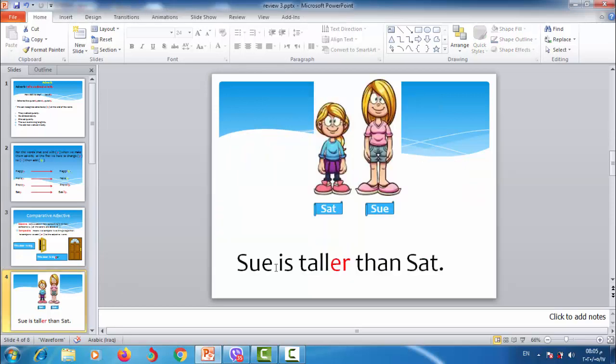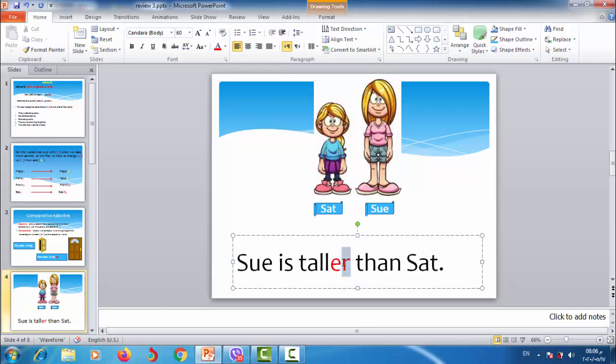Sue is taller than Sat. Look, this is Sue and this is Sat. So Sue is taller. Sue is taller than what? Than Sat. Sue is taller than Sat. And also we can say Sat is shorter than Sue. Look, Sue is taller than Sat. We add ER to tall.